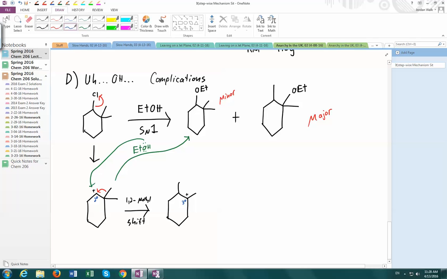That's a tertiary. And so is this thermodynamically favorable? Is there a good reason for this to happen? Yeah, if we can form a more stable carbocation, that's what we're going to do. And ultimately, that's why we see this end up as the major product. So from here, we can react that with our ethanol.